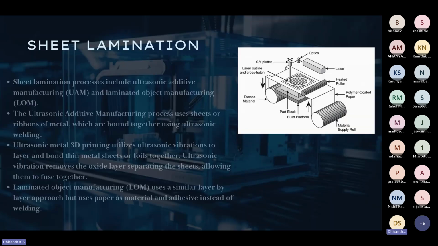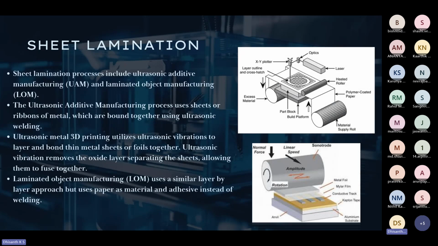Now let's see about sheet lamination. Sheet lamination processes include ultrasonic additive manufacturing and laminated object manufacturing. Like, it is of two types: one is ultrasonic additive manufacturing and the other is laminated object manufacturing. In ultrasonic additive manufacturing, the process uses sheets or ribbons of metal which are bound together using ultrasonic welding.